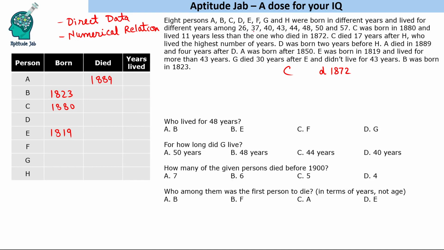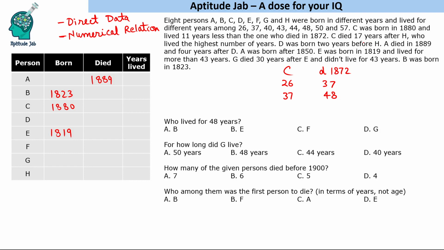So 26, 37, we get one pair like this, 26 and 37, because C is 11 years less. Then 37 to 48 is also possible. 41, 40 and 11 years not possible. 43, 11 years not possible. 44, 48, no other pair is possible. So we get two possibilities. So after filling direct data, you should look for numerical relations. All right, now let's see some more things.